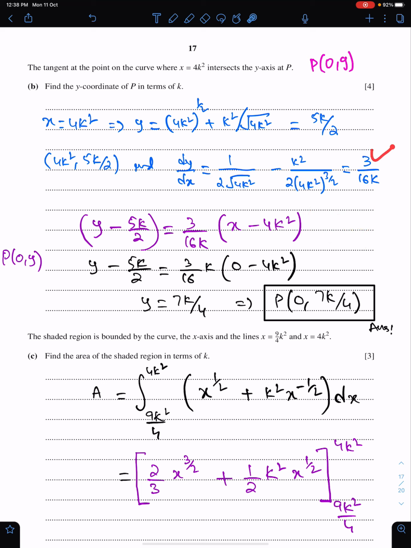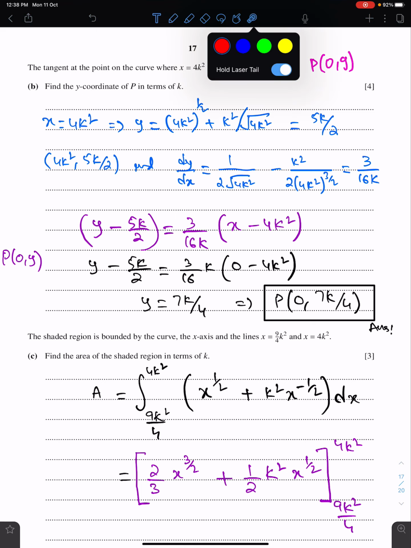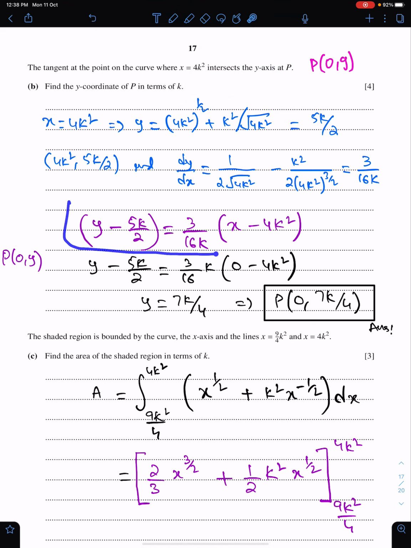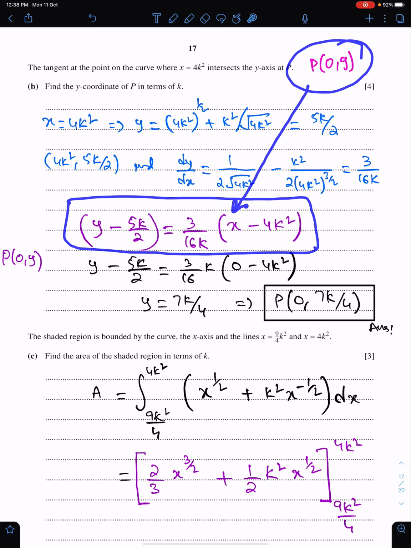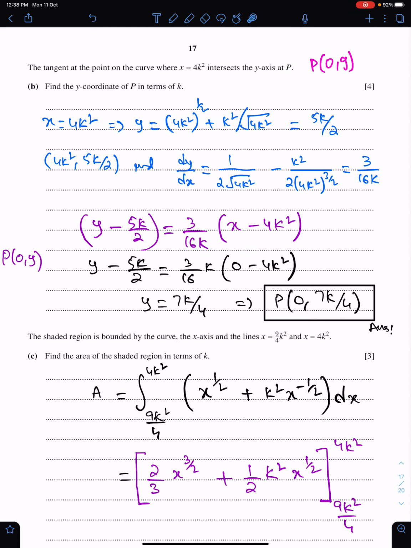So this is the gradient, this is the point, so we can easily get the equation of the tangent. This is the equation of the tangent. You don't need to simplify this. You just need to substitute 0 comma y into this equation to get the y coordinate of this point. When you substitute 0 comma y into this equation, you will get the y coordinate 7k upon 4. So the coordinates of P are 0 comma 7k upon 4.